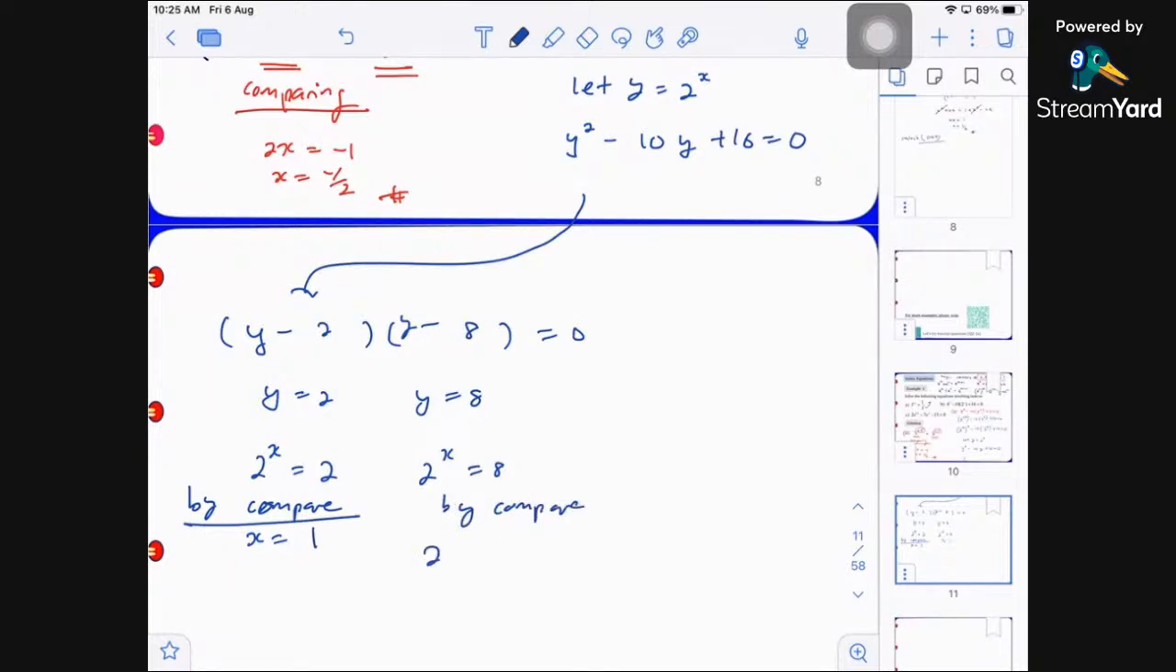Okay. 2 power of x equals to 2 power of 3, x equals to 3. All this is by comparing. It's not cancellation of anything. So I hope this is clear for everybody. Okay, saya harap ini clear untuk semua.